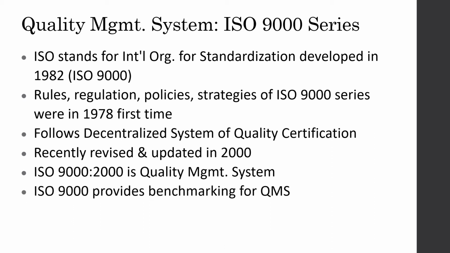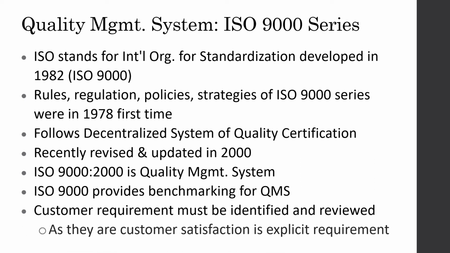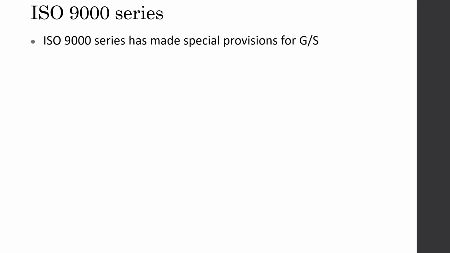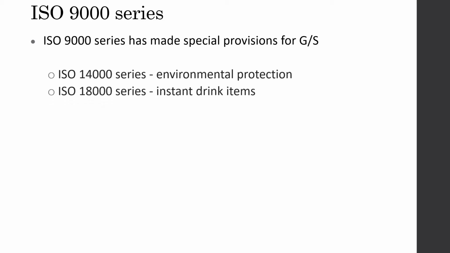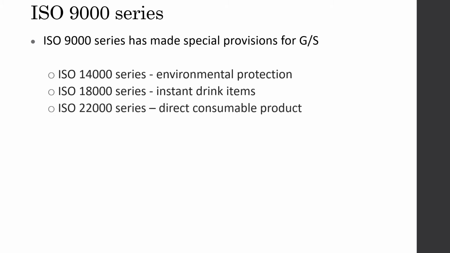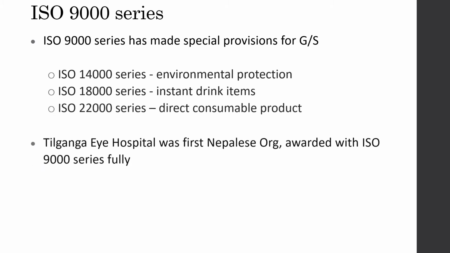ISO 9000 provides the benchmarking for quality management system. The customer requirement must be identified and reviewed, as customer satisfaction is an explicit requirement. Now ISO 9000 series has made special provisions for goods and services, whereas ISO 14000 series is concerned with environmental protection, ISO 18000 series instant drink items, ISO 20000 series direct consumable product.